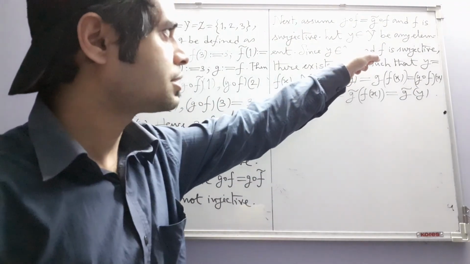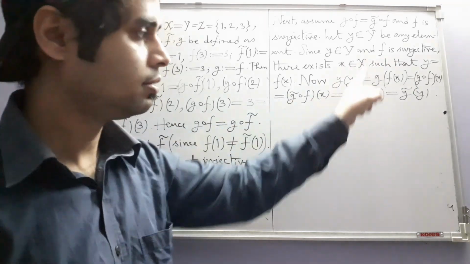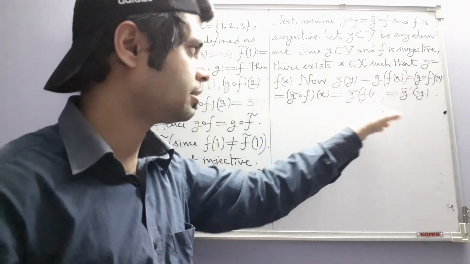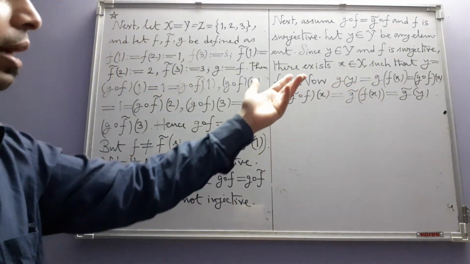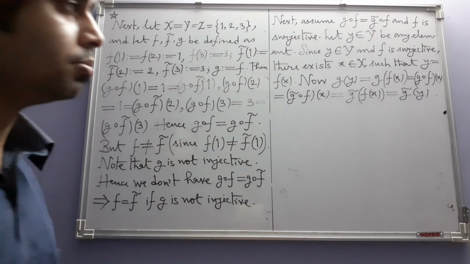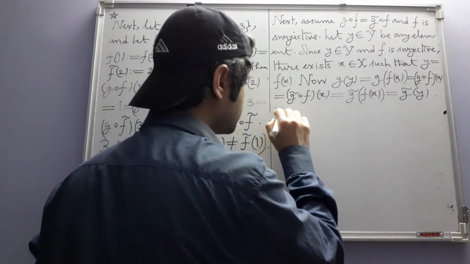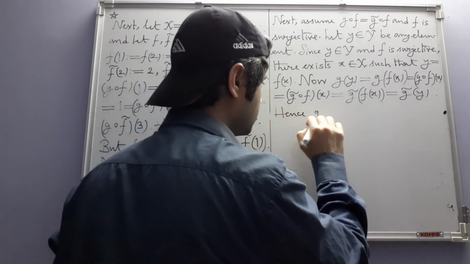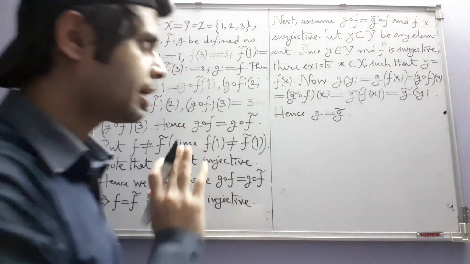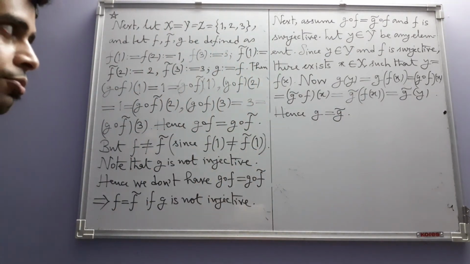You see, y was any element in Y. At that arbitrary element, we have shown that G and G tilde agree, and these two functions have Y as their common domain. Hence, G is equal to G tilde. So this cancellation law has also been proved.